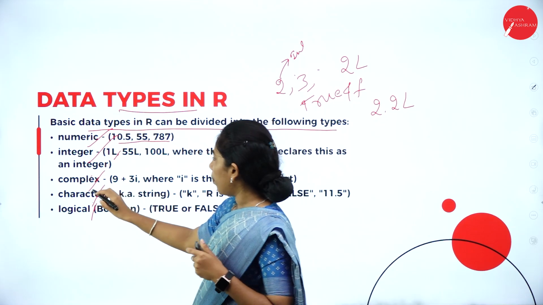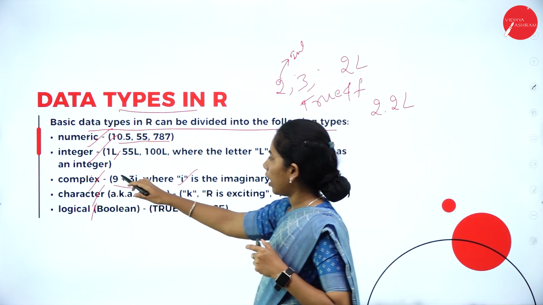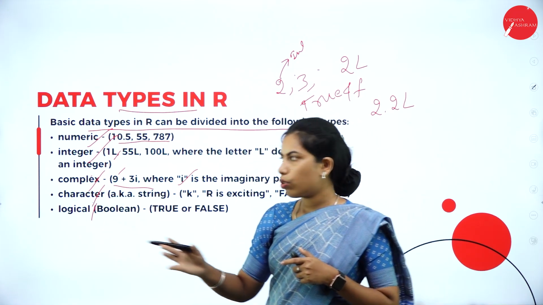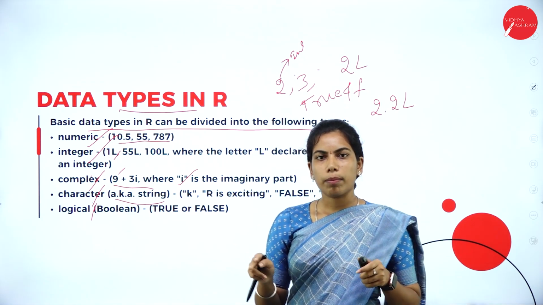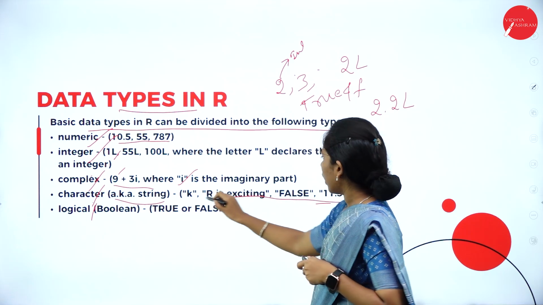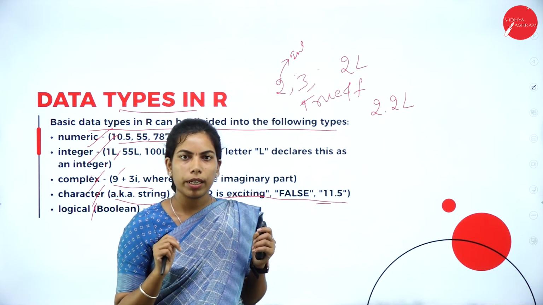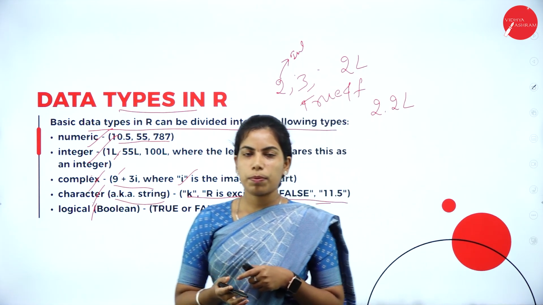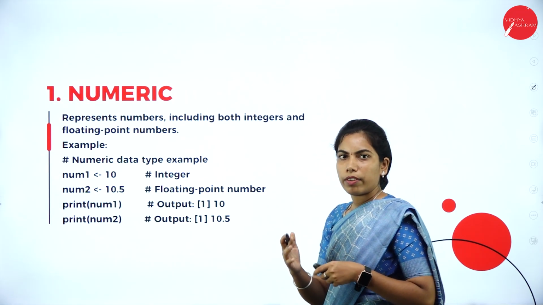So come to the complex. It contains i as the imaginary part and 9 as the integer. And also character. Character is nothing but what is known as a string. So a group of characters within double quotes is called a character or string. Here you can see we can also convert a number into a character, by putting it within double quotes. And here you can see logical. Logical is nothing but a Boolean expression, that is true and false. So let's see one by one in detail.